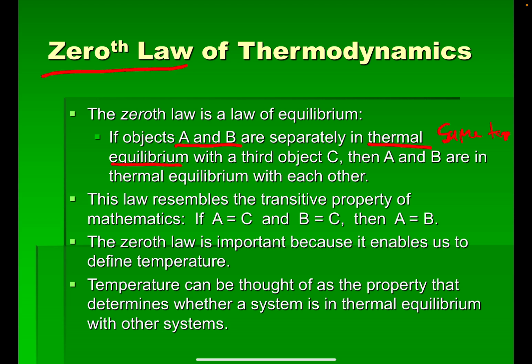The way it's phrased is: if A and B are separately in equilibrium with a third object C, that means A is equal to C, and B is also equal to C. That means A has to be equal to B, right? It's kind of a weird thing, but it allows us to define temperature. So it's an important basis, even though it sounds so simple. It has to be established in order for us to have a basis for temperatures.